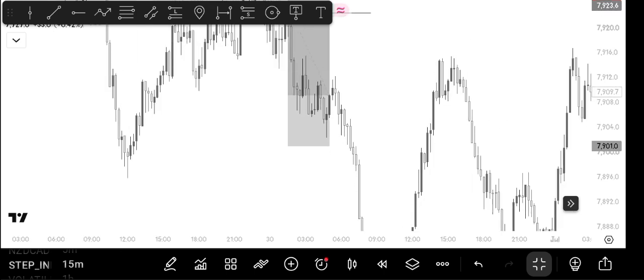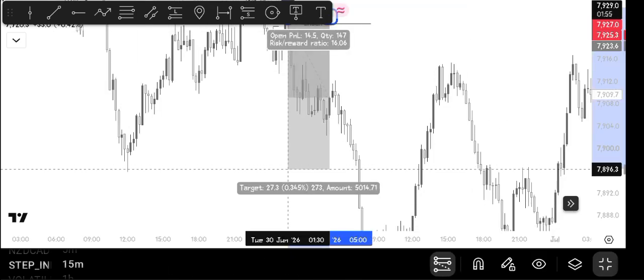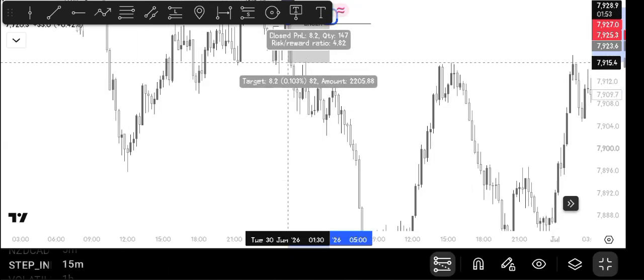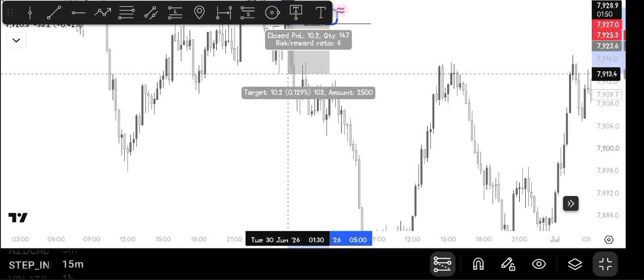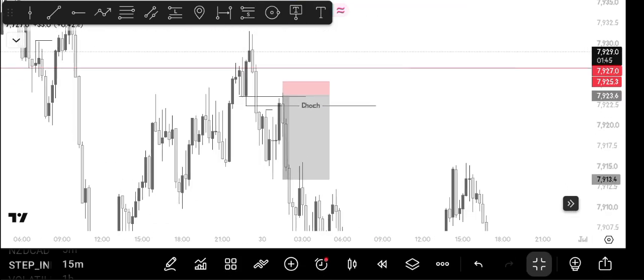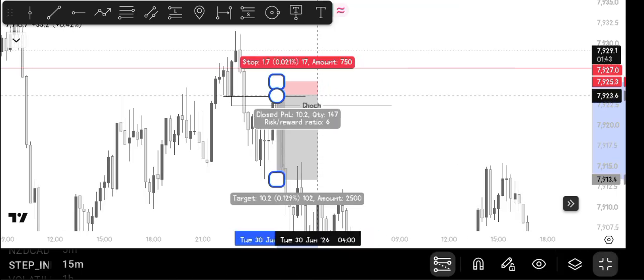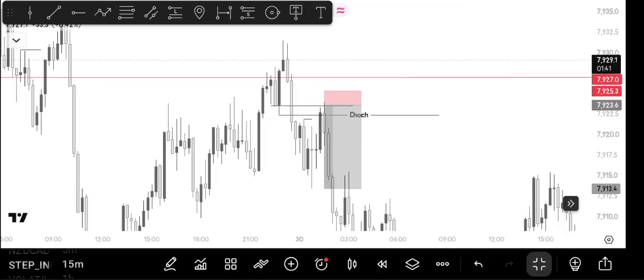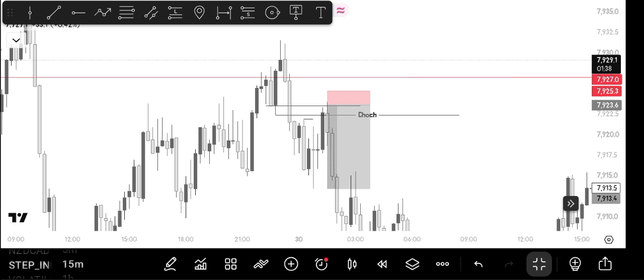Though I would have targeted lower, I was trying to be protective in case price might go back up, so that I would not have taken a loss. So I took profit on this trade, a nice 6R trade. As you can see, the strategy worked very perfectly.